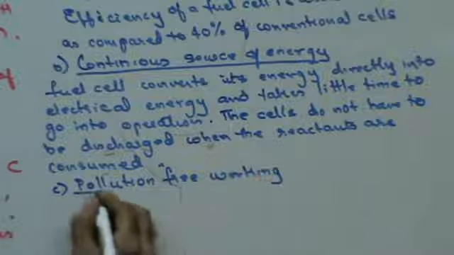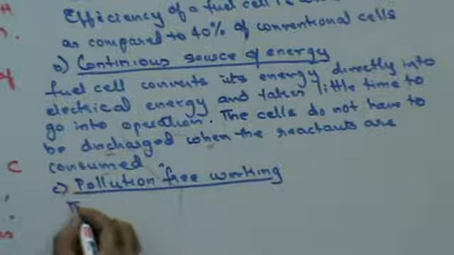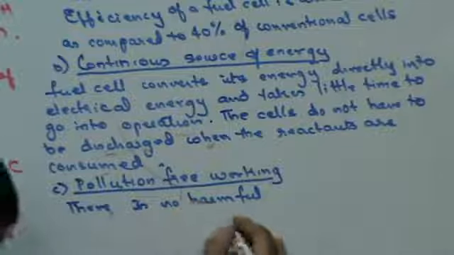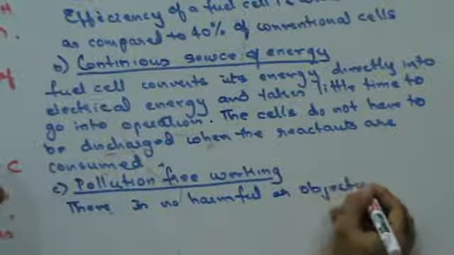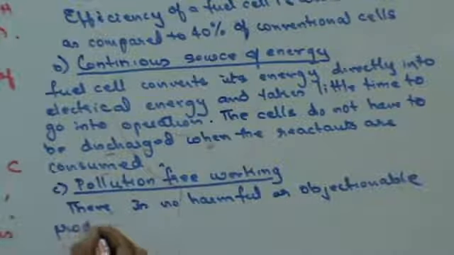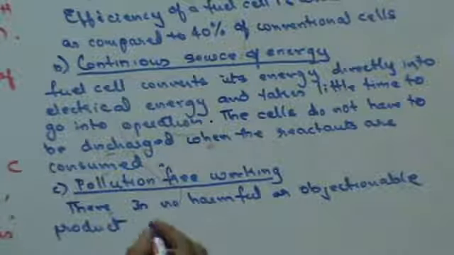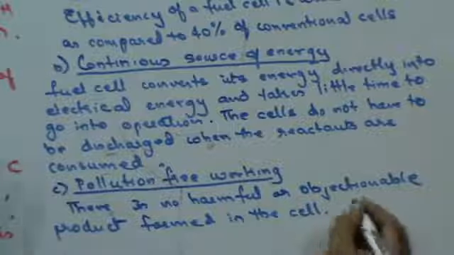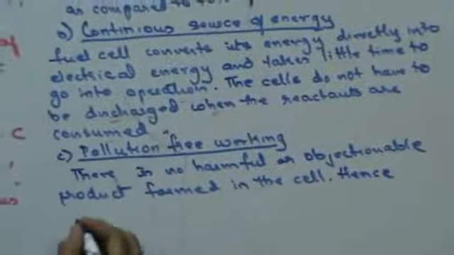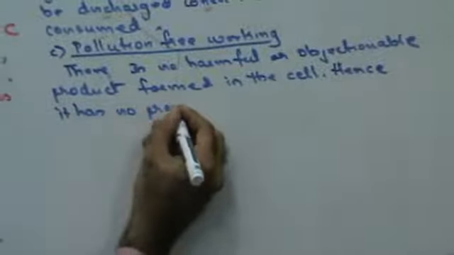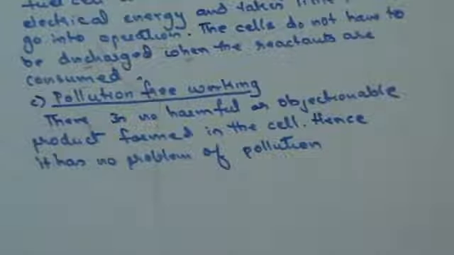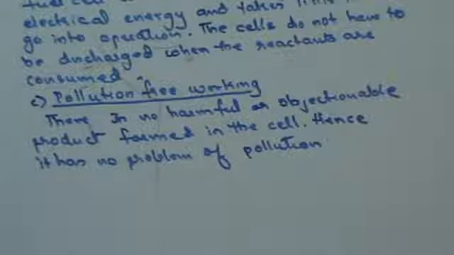Third, pollution free working. There is no harmful or objectionable product formed in the cell. Hence, it has no problem of pollution. And the cell runs continuously as long as the reacting gases are supplied to it. So those are the advantages of it.